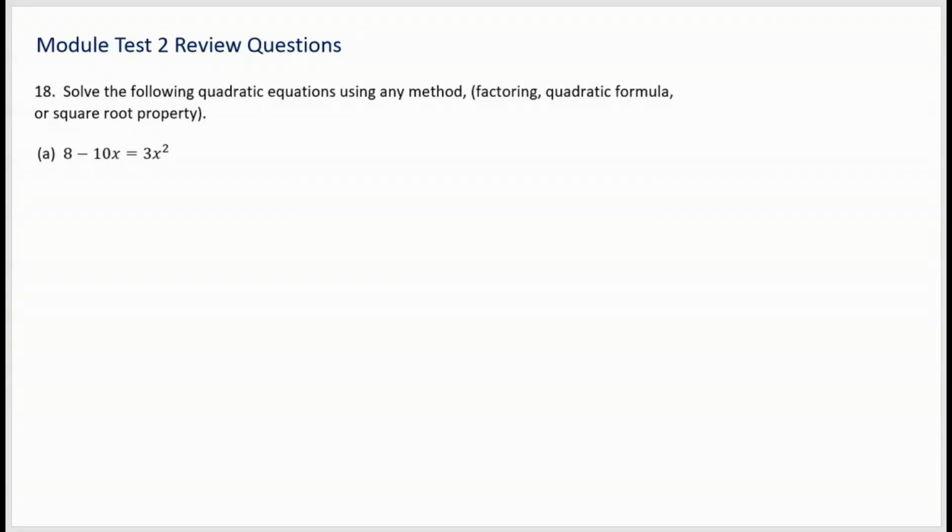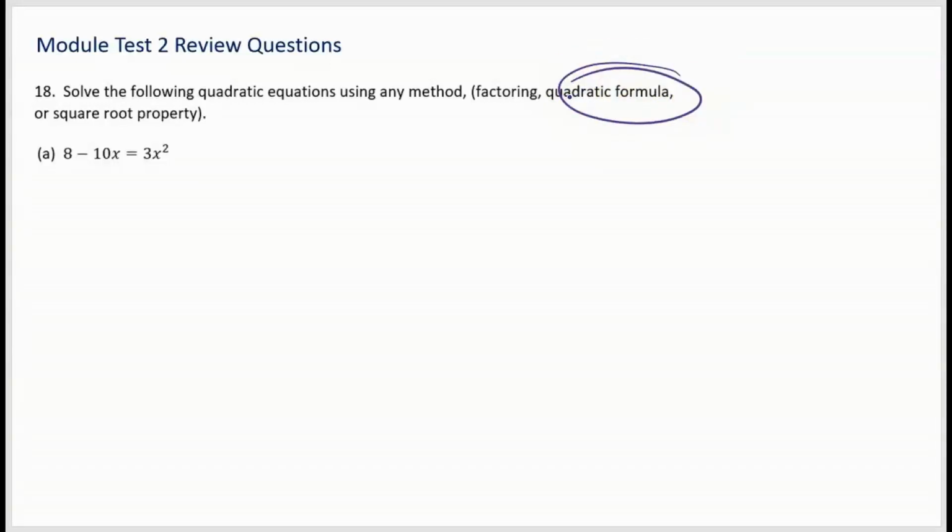Alright, so we're supposed to solve the following quadratic equation using any method. If you'll remember, we have factoring, which just doesn't work for every type of problem. We have the quadratic formula, which does work for every type of quadratic equation. And the square root property doesn't work for every type of quadratic equation. But if you want, the quadratic formula works for all of them.